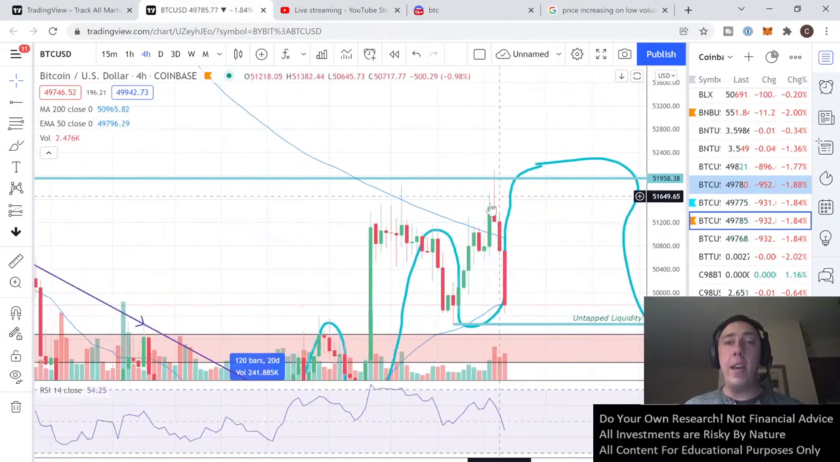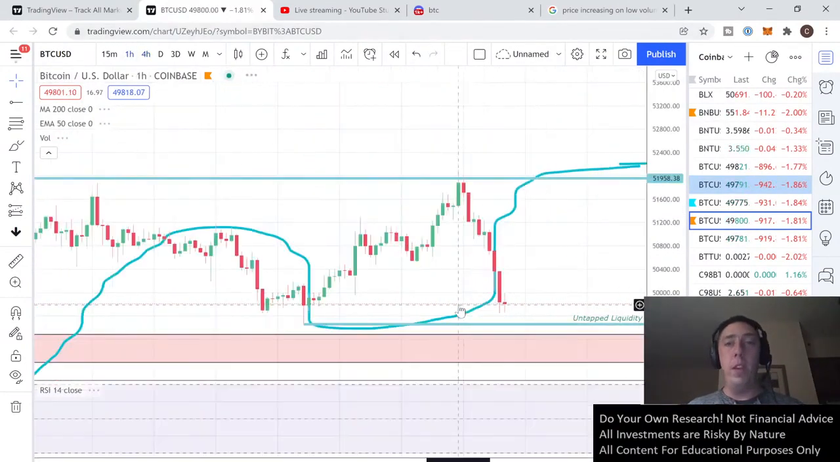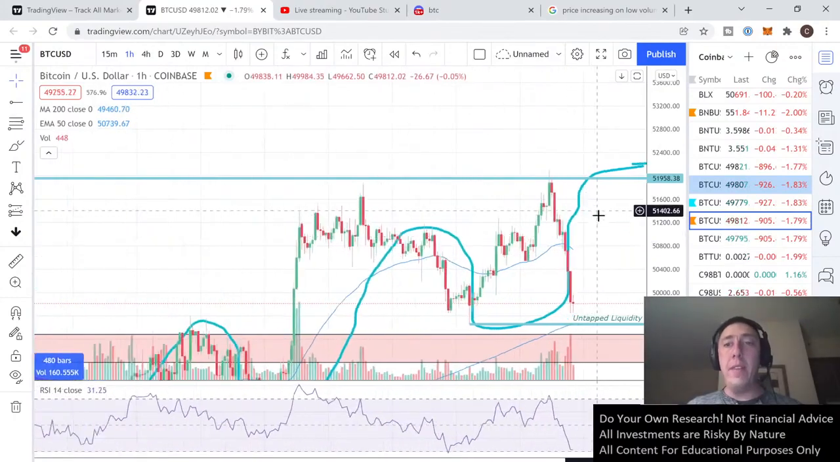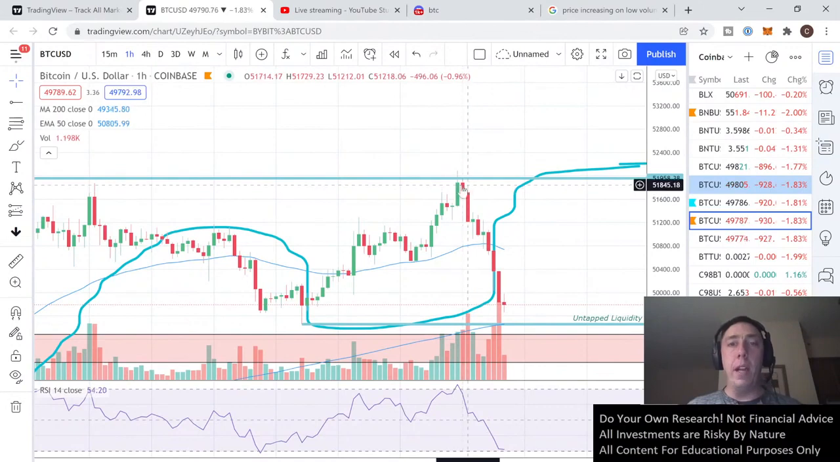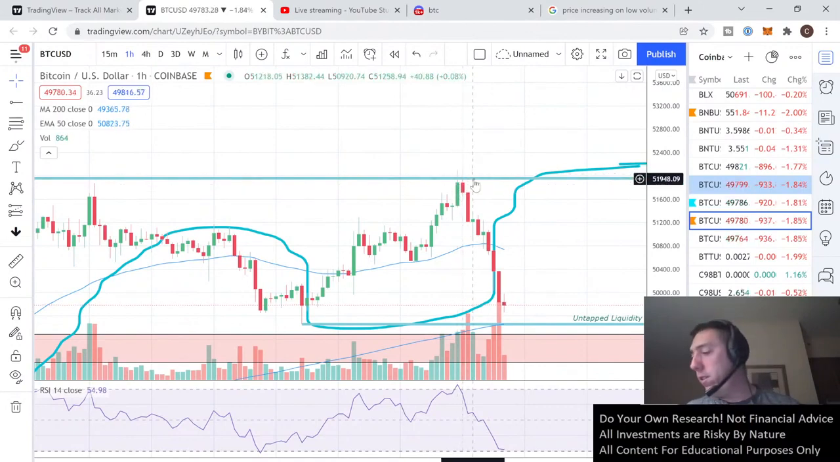So no, did we get a 4 hour close? No. Did we even get an hourly close? We didn't even get an hourly close. Look, that was so bearish. Such an easy play. There you go.